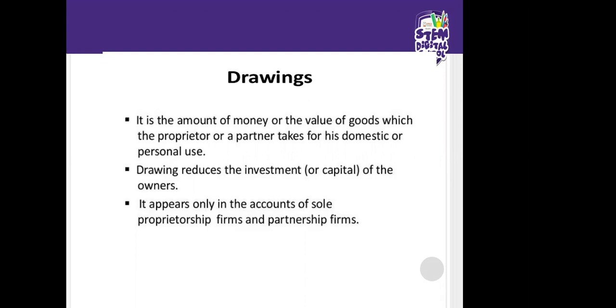Listen to these words. When the owner is taking something for his own private use, I'm again going to say this, for his own private use, or sometimes they talk about for his personal use. What do we call that? Drawings. Very important, people. So when the owner is taking something from the business for his own private or personal use, we call it drawings.